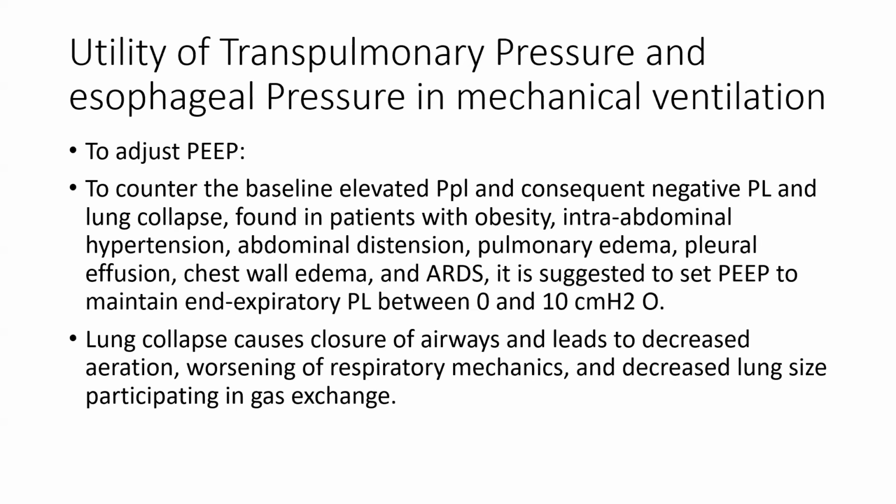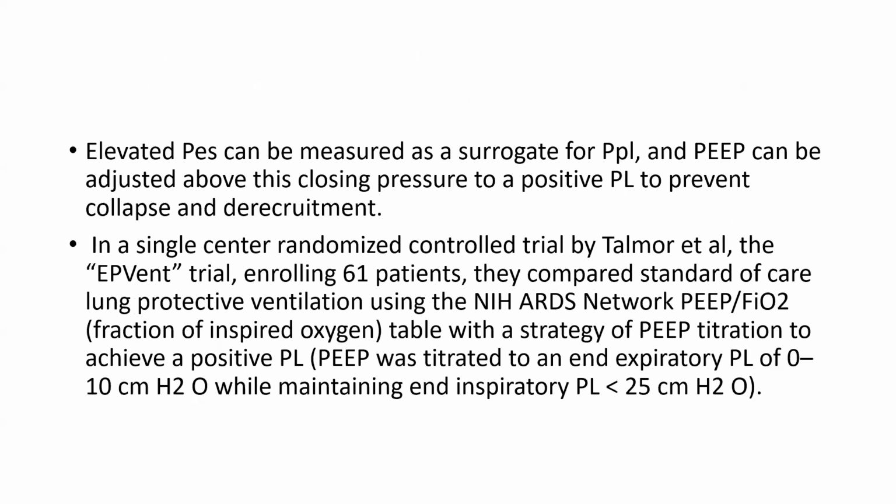Lung collapse can cause closure of the airways, leading to decreased aeration, worsening respiratory mechanics, and decreased lung size participating in the gas exchange. So elevated esophageal pressure can be measured as a surrogate for pleural pressure, and PEEP can be adjusted above this closing pressure to positive pleural pressure to prevent collapse and derecruitment.